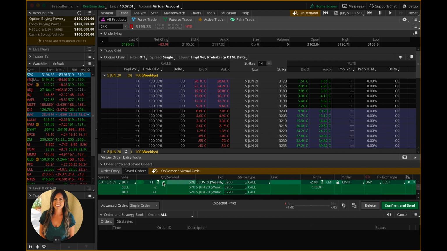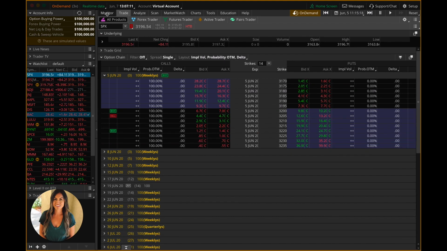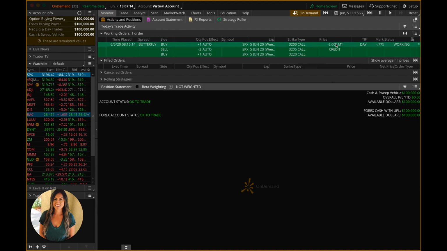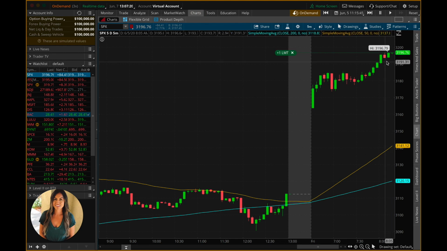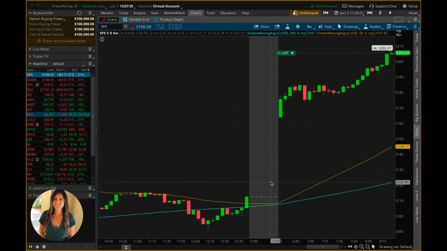Here's the negative credit, 1-to-1 ratio. I'm not sure how many butterflies he entered, but I'm just going to use one for this purpose. Hit confirm and send it, come over to the monitor tab, and we can see it working here. And we'll go back to the chart and watch it. So let me fast forward this a little bit. Here it's pre-buffering, so give on demand a second to catch up with the data.